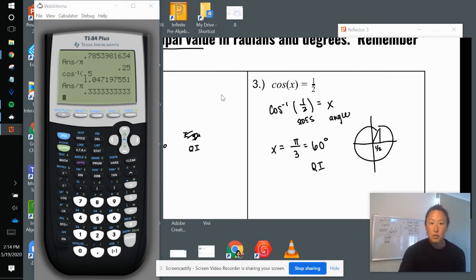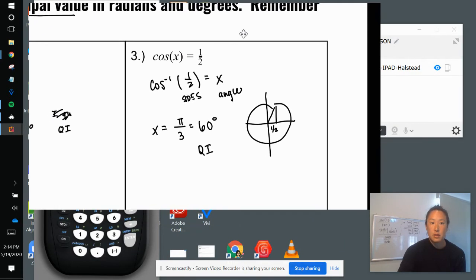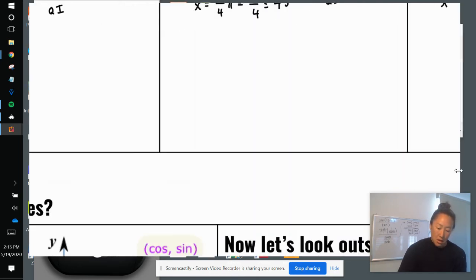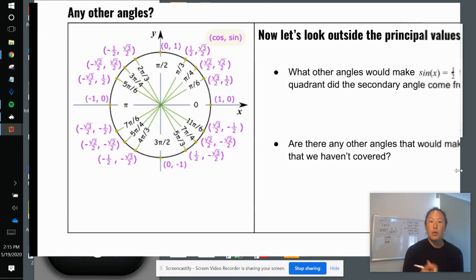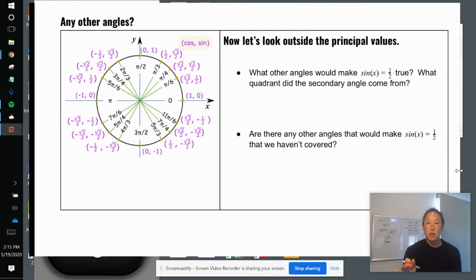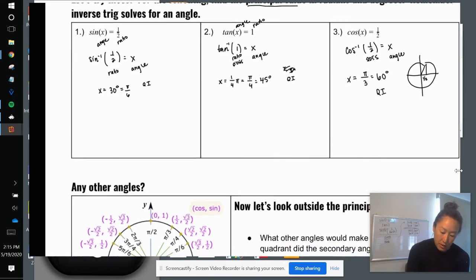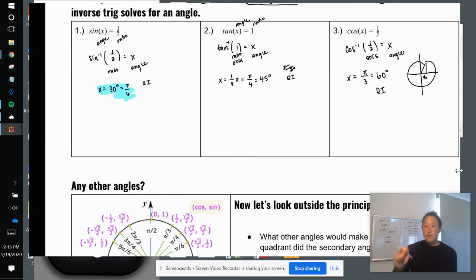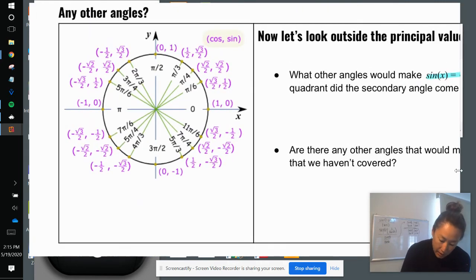So now we're going to go back to our notes and we need to figure out, well, wait a second. Isn't there a whole other quadrant where the ratios are positive? So we just figured out the sine of x is equal to 1/2. And so we found an angle from the first quadrant that works, which was 30 degrees, right? So at 30 degrees, we have a sine ratio of 1/2. So I'm going to look here and be like, yes, right here at pi over 6, I have a sine ratio of 1/2. So is there any other place besides quadrant 1 that the sine ratios are positive?